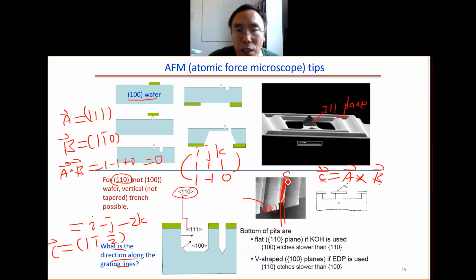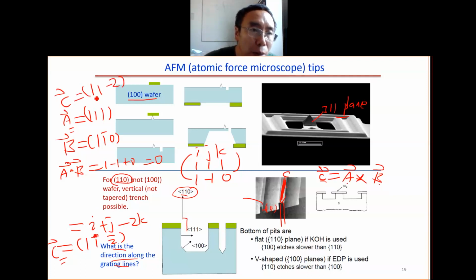So C is along the grating direction. But now we want to see whether this C is perpendicular to A or not. Yeah, sorry, this will be a plus. This one here should be plus. So this is plus 1, 1, minus 2. So I write it here: 1, 1, minus 2. You can see C and A.